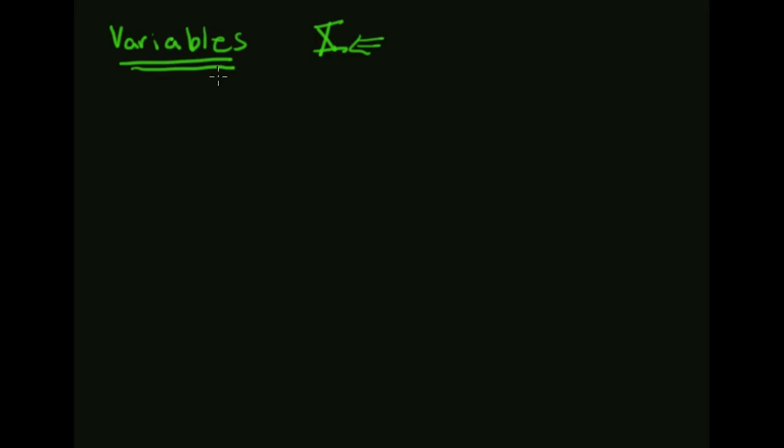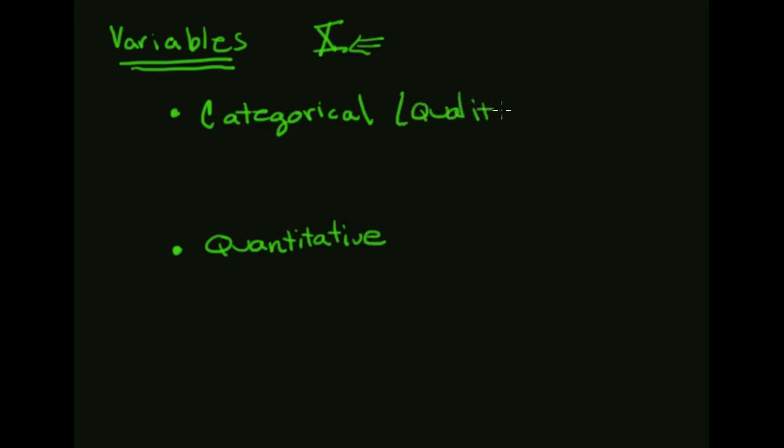Okay, so you could have a variable for height, or a variable for GPA, or a variable for the color of the car. These are all different types of variables, right? So we break the types of variables into two groups. We have ones that we call categorical, and we have variables that we call quantitative. And sometimes these are referred to as qualitative variables. It depends on who's writing, but I believe that the AP uses the term categorical versus quantitative.